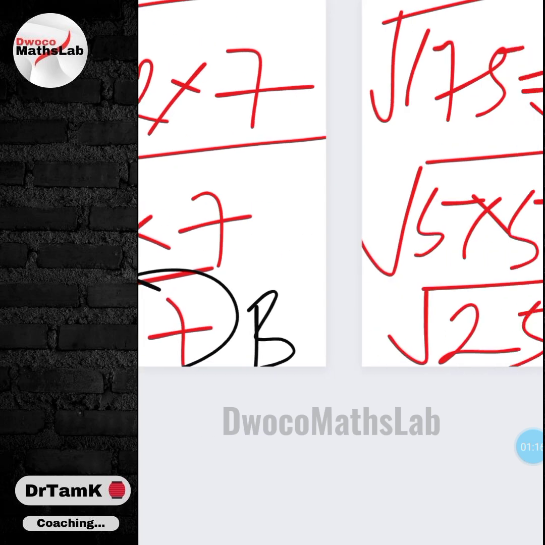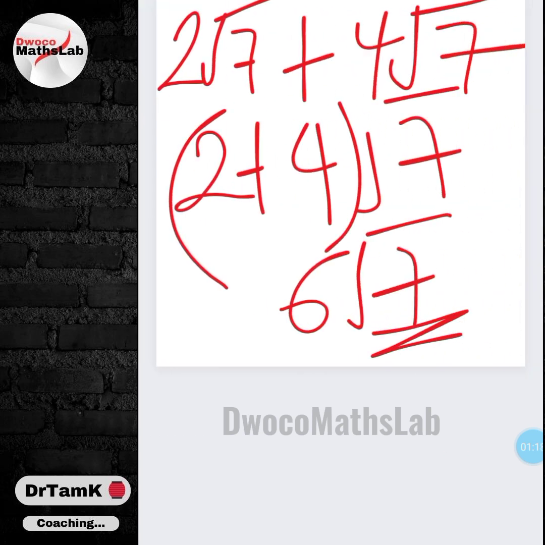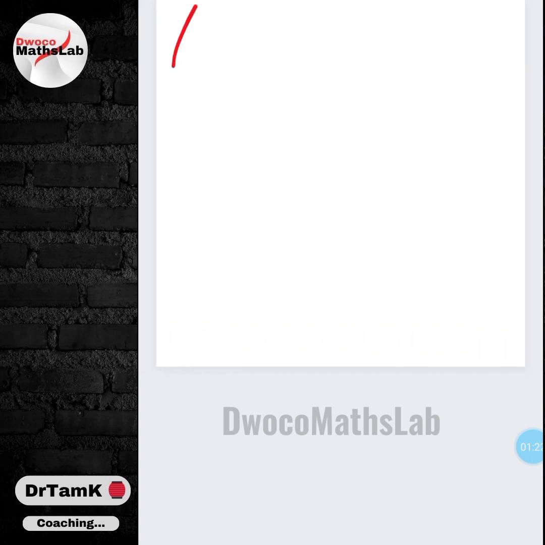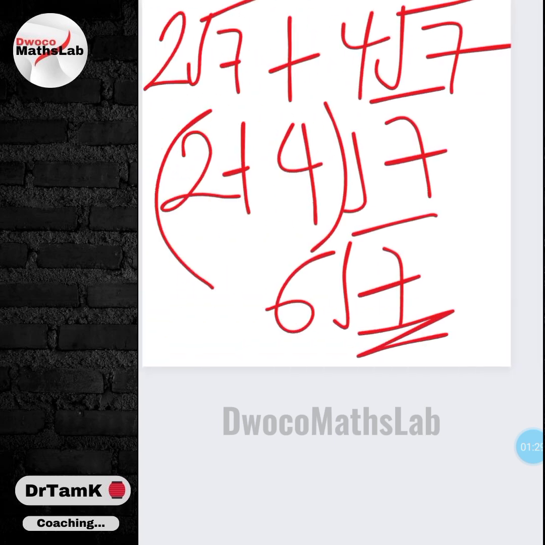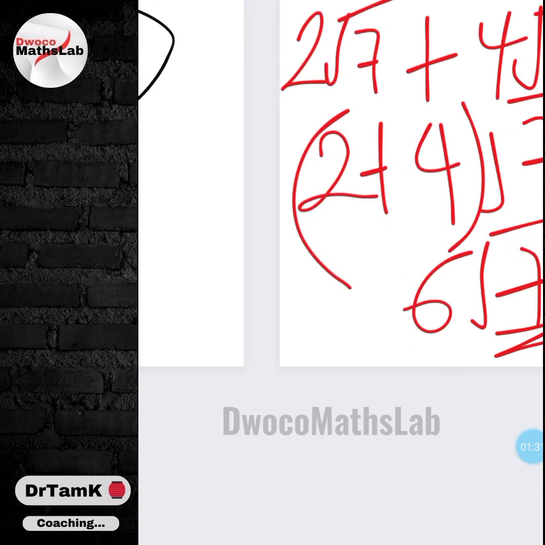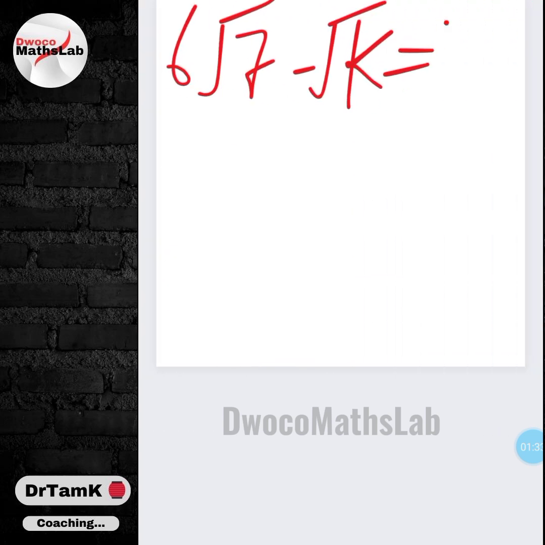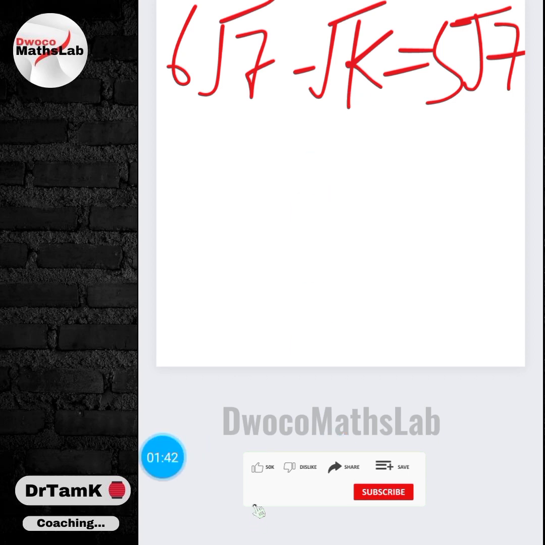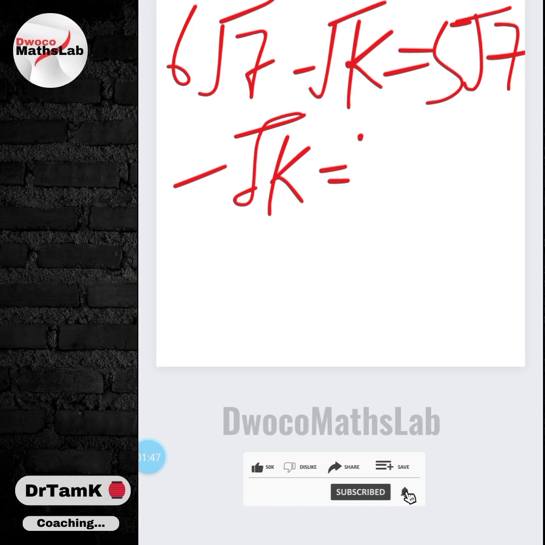Please be patient with me because I'm working with a small board. So 6 root 7, minus root k, equals the last part, the third part, which is 5 root 7. That's the last part. Is it clear? So what we're going to do is collect like terms. Now I'm going to make root k the subject, so we get minus root k equals 5 root 7.